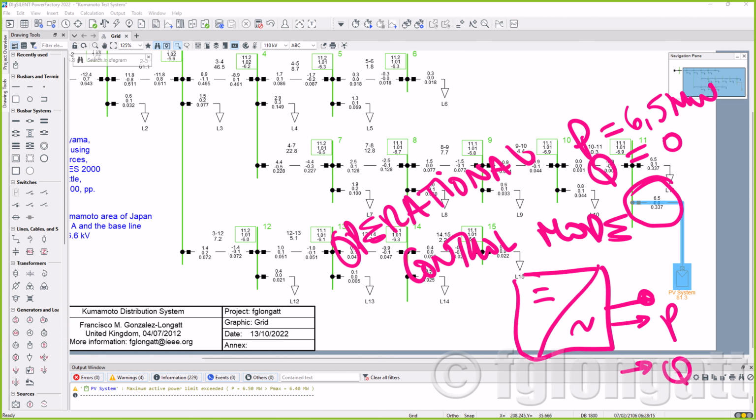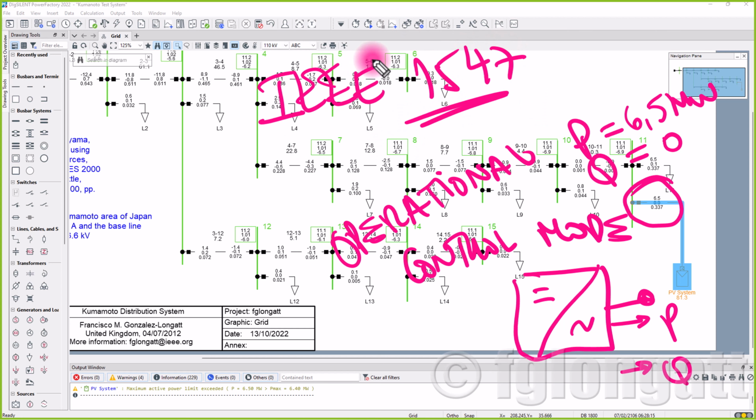A few years ago, we started to have a standard, an American standard, the IEEE 1547. In that standard, we define different operational modes for the PV systems. For many years, we have been using the PV system producing zero reactive power. And to be honest, it took probably a couple of decades to change the mind of the people in the utility to include some more operational modes.